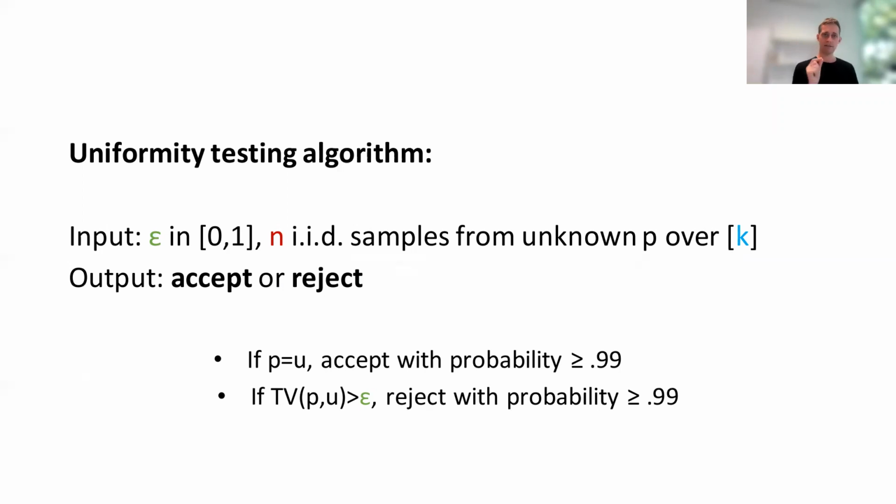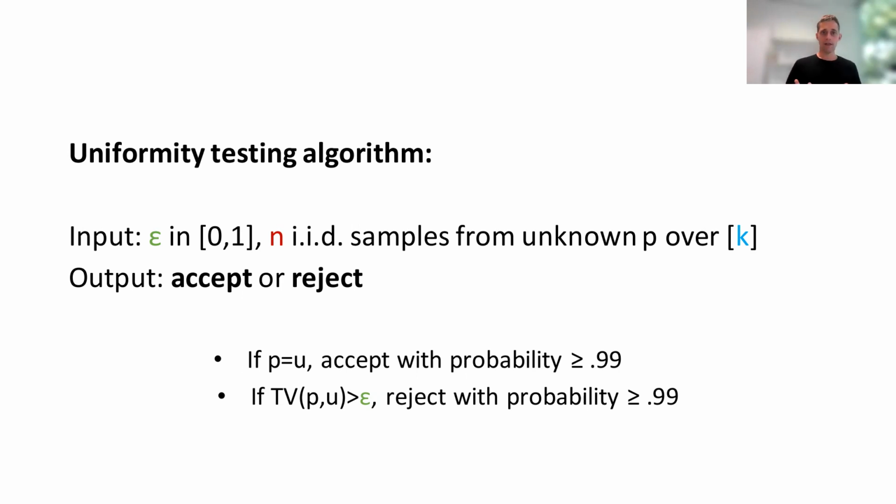And that algorithm has two options. It says accept or reject. And the guarantee I want is if my distribution was actually uniform, it needs to accept with high probability. Let's say probability at least 99%. But if my distribution was far from uniform, it has to reject, similarly with high probability, at least 99%.